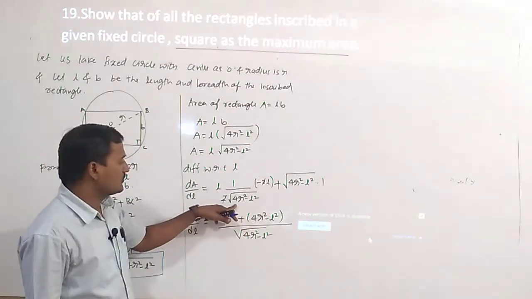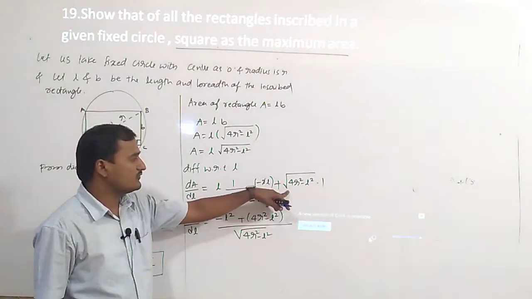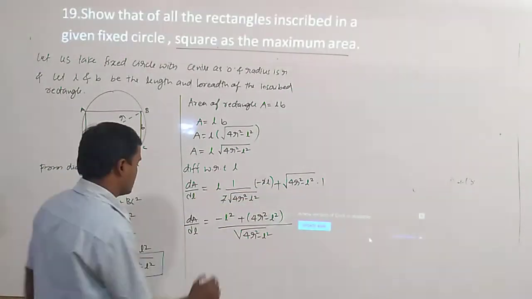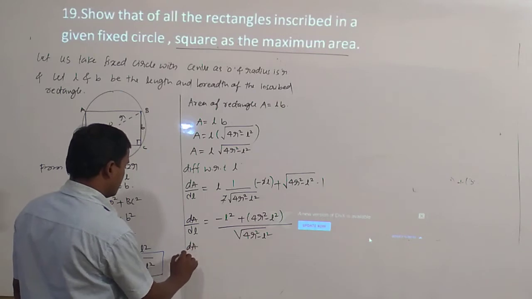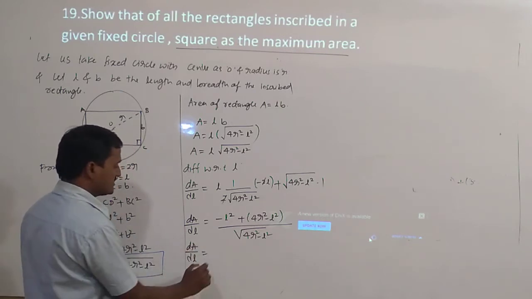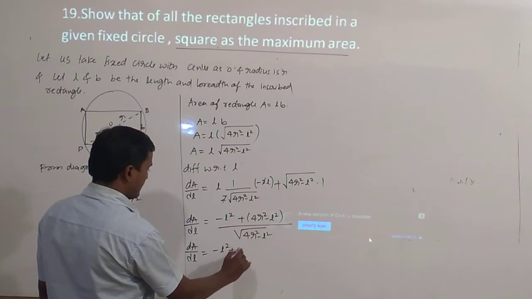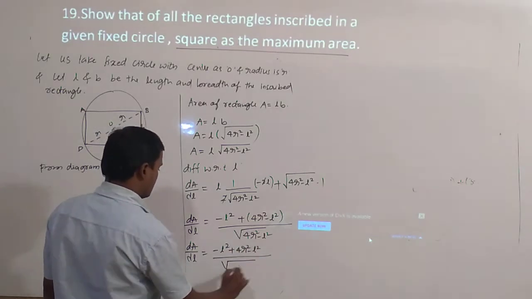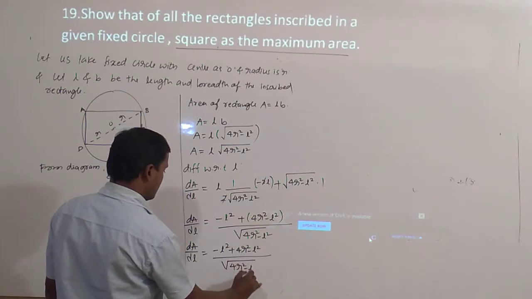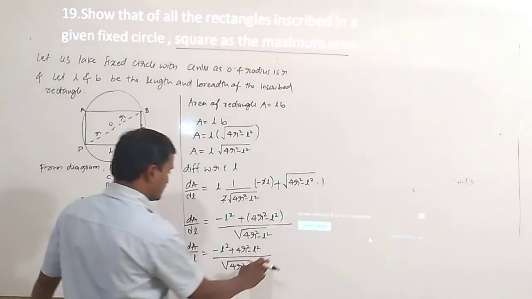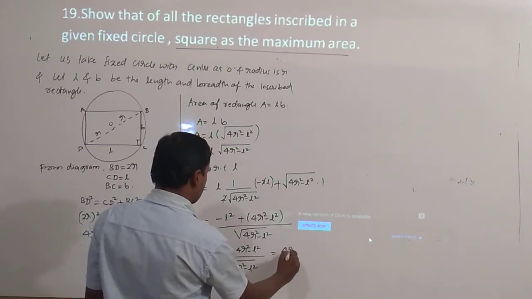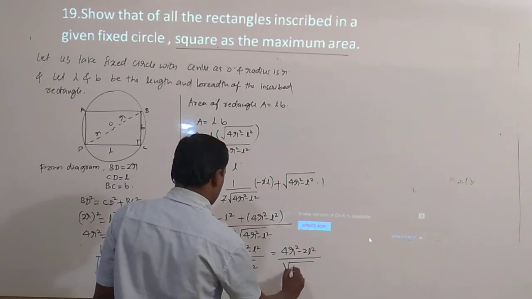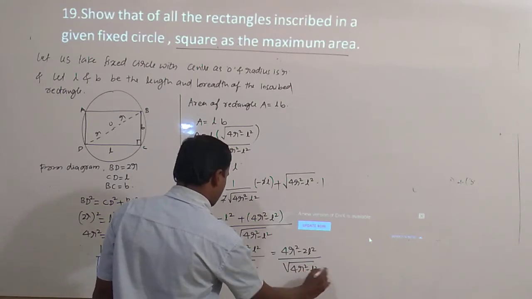So here root of 4r² − L² and root of 4r² − L², here the root will get cancelled, so here we are getting this one. So therefore dA/dL is equal to −L² + 4r² − L² divided by root of 4r² − L². Simplify this one, so here we are getting (4r² − 2L²) divided by root of 4r² − L².